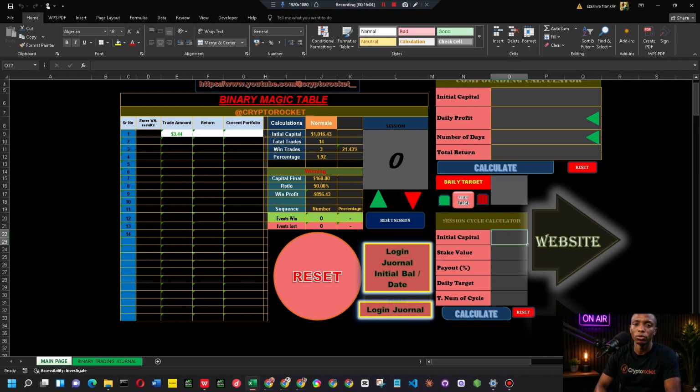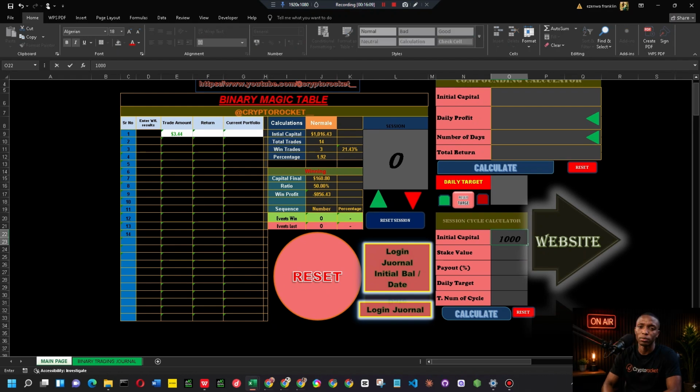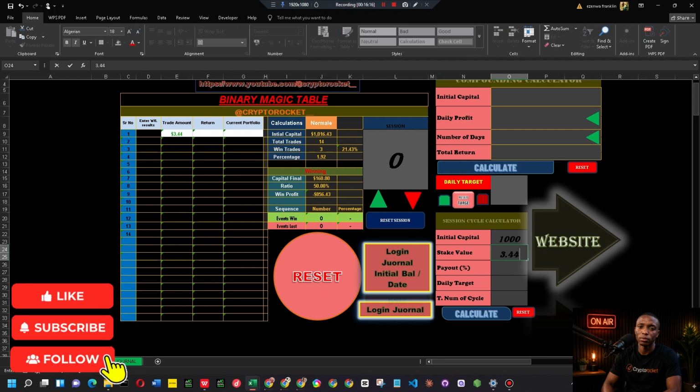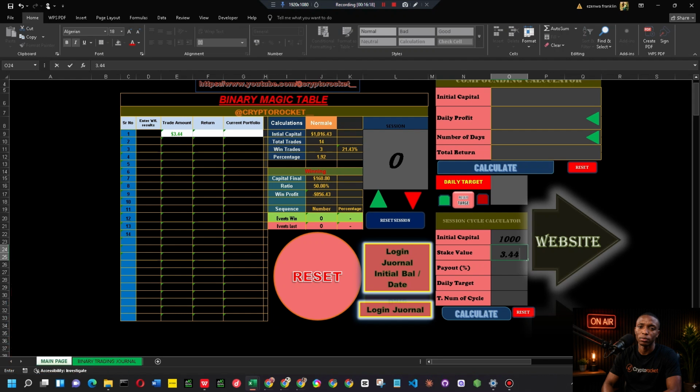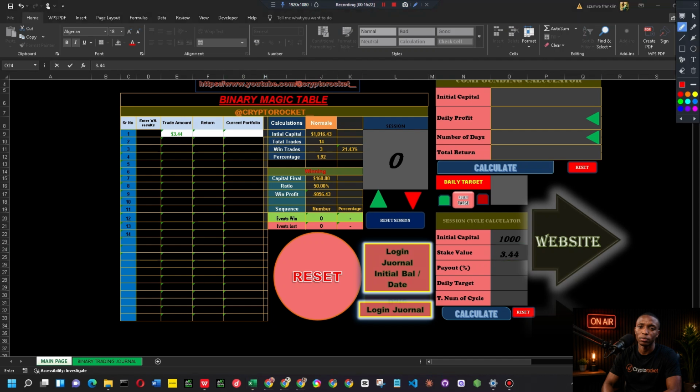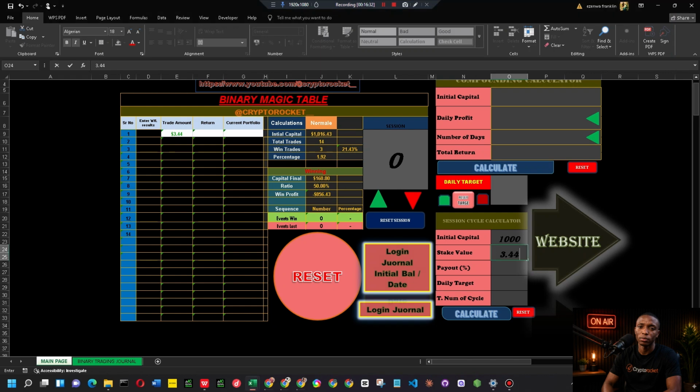For example, in this place we have 1000, and in this stake you can stake, we are staking 3.44, maybe. Yes, it depends on the stake that is showing you here. After you put your initial money here, it will show you your 3.44, which is then your payout. Your payout will be this percentage, which is 92%.